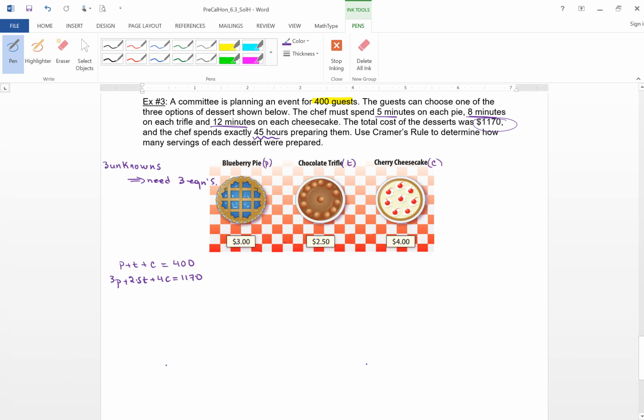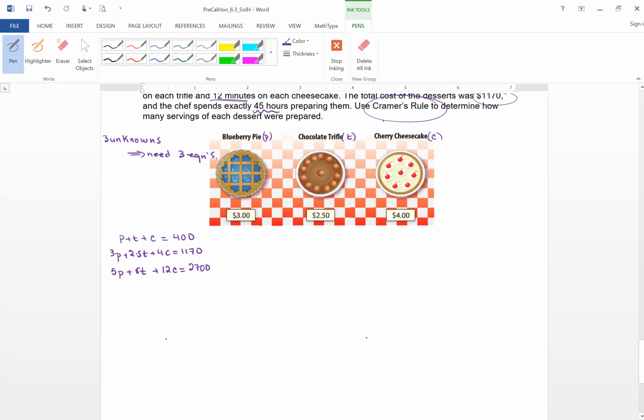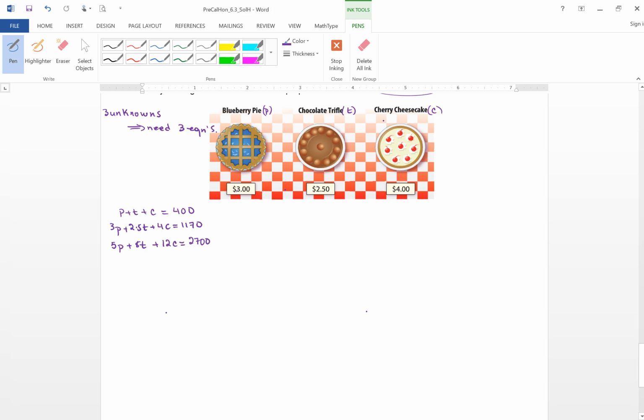Now, minutes. 5 minutes on the pie, so that's 5P. 8 minutes for the trifle is 8T, and 12C for a total of 45 hours, which translates to 2,700 minutes. Those are my three equations. And it says to use Cramer's rule, so I have to use Cramer's rule. And this is a solvable one, right? They're not going to give you a no solution one for this.